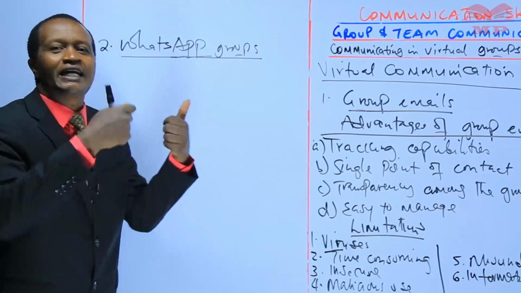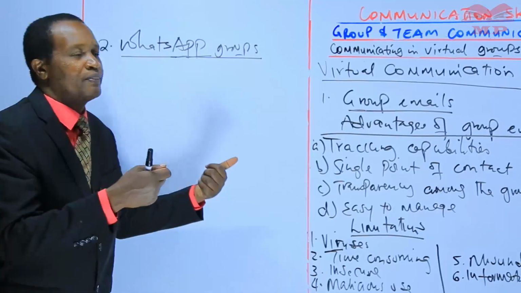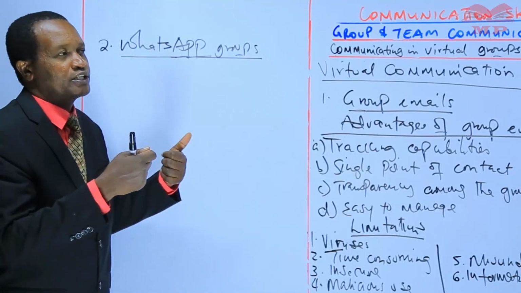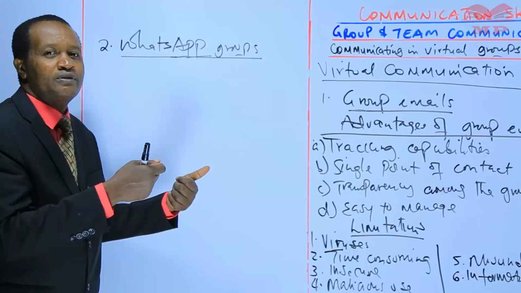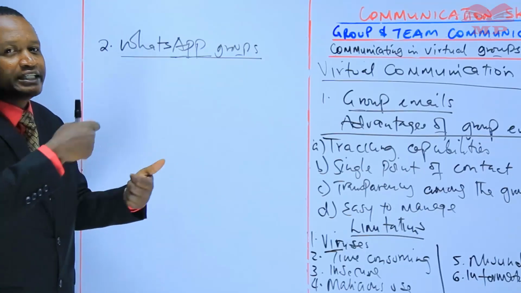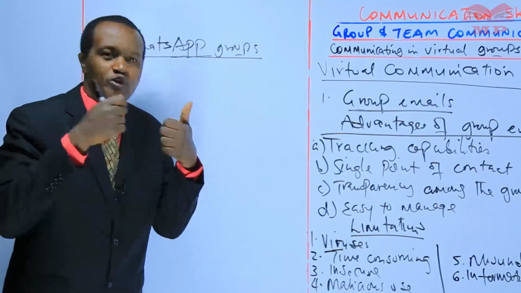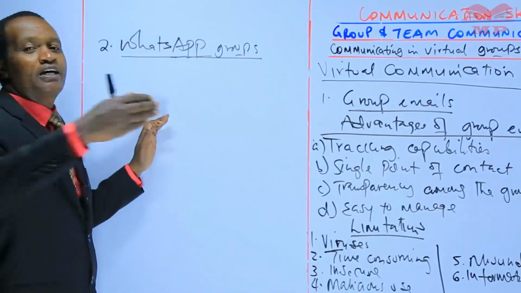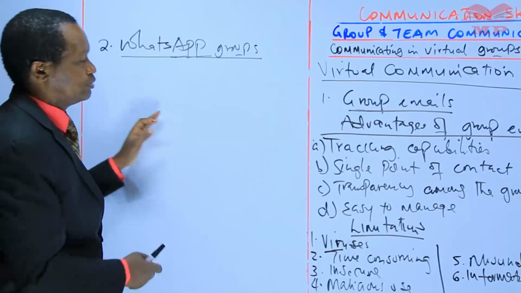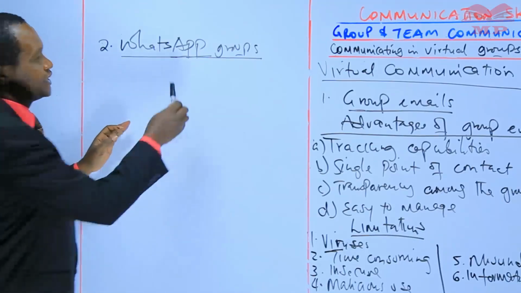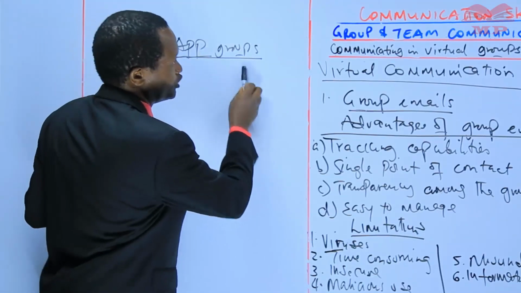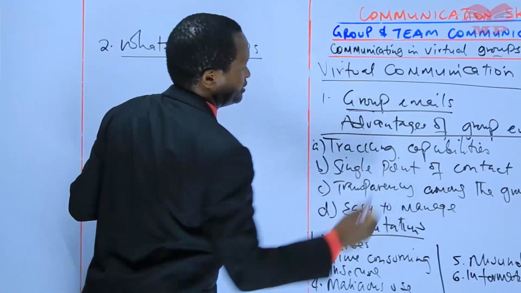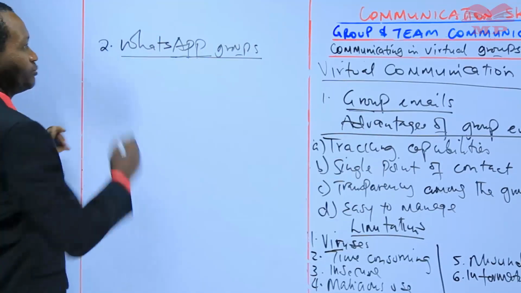And that can be done anytime. People can view it anytime. People can send information on the WhatsApp wall anytime. And the administrator of the group is the one who is responsible for controlling the chatting in the group. So that is the second virtual group. The first virtual group we discussed is the Gmail. The second one is the WhatsApp group.